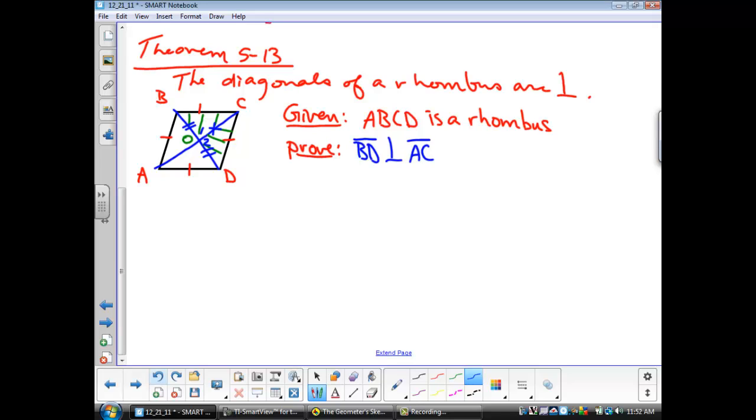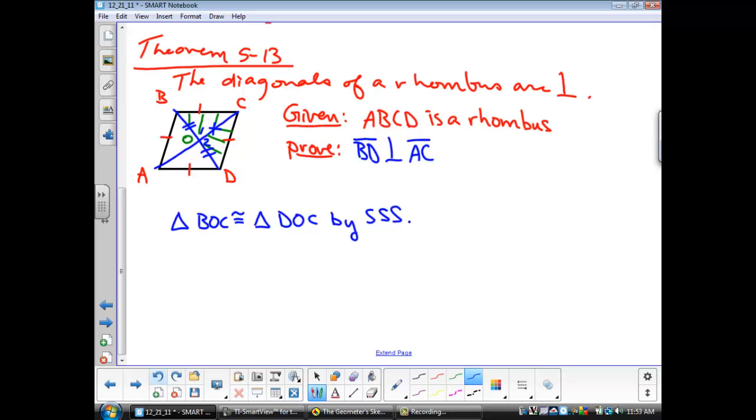Diagonals bisect each other, so O is a midpoint. Those pieces are equal. This one's shared. So what makes these triangles congruent to each other? Side, side, side. Right. So I have triangle BOC is congruent to triangle DOC by side, side, side.